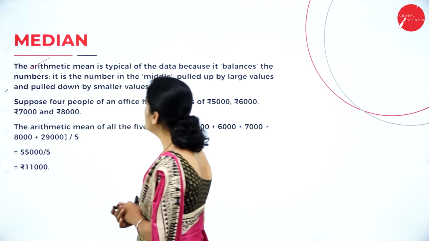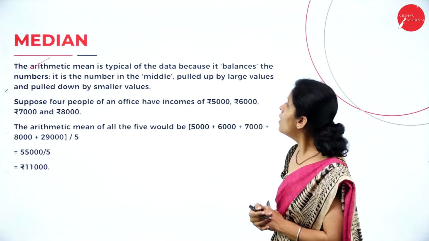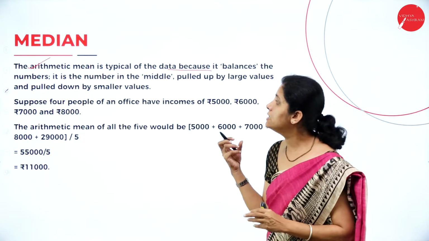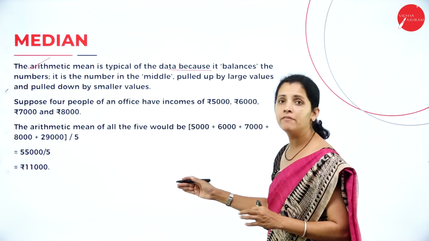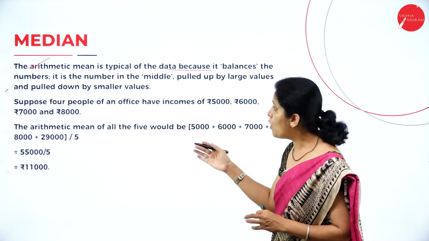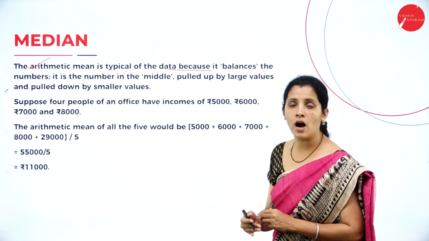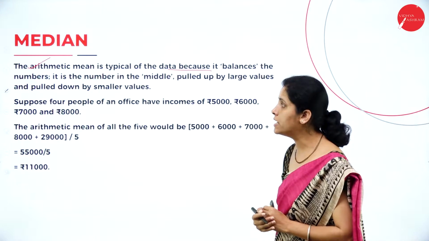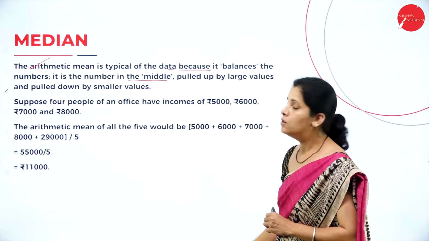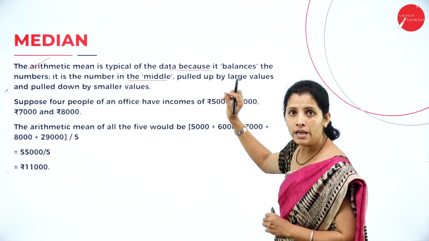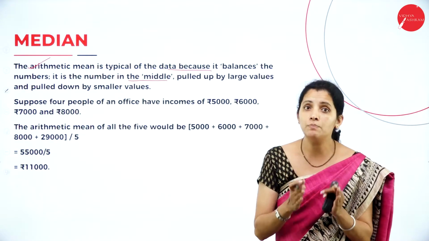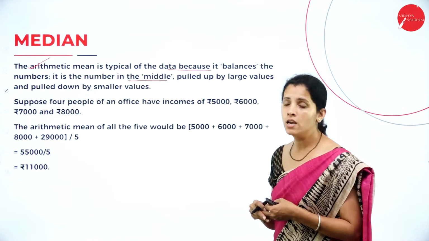The arithmetic mean is typical of the data because it balances the numbers. Suppose I have a long list of numbers or observations and I want to balance the long list of observations. For that, I'm going to have the median. So I want to find out the middle value. If I consider mean, I'm going to find the average, but I just want to find the middle observation. For that, I'm going to have the median.